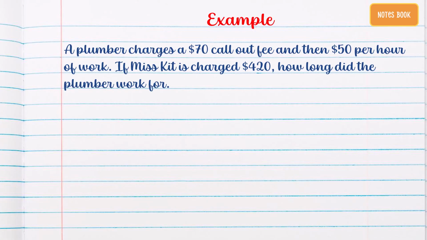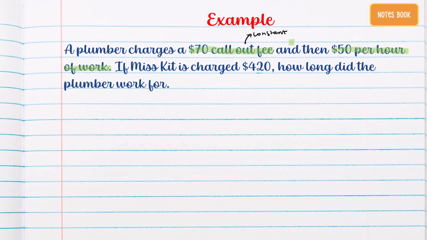Now feel free to have a go at this one by yourself, but once again, I am going to go through it. Now here we've got a plumber who is charging a $70 call out fee. Okay, now a call out fee is something that you pay regardless of how long they work. So this is, in algebraic terms, a constant, right? So I'm paying $70 regardless of how many hours this guy works. Then on top of that, I'm paying $50 per hour, right?